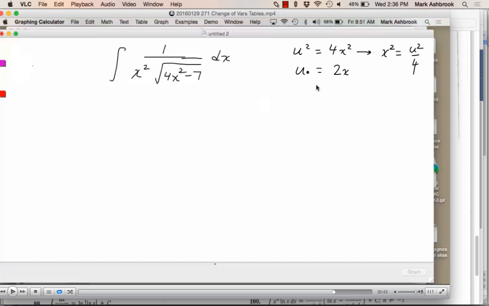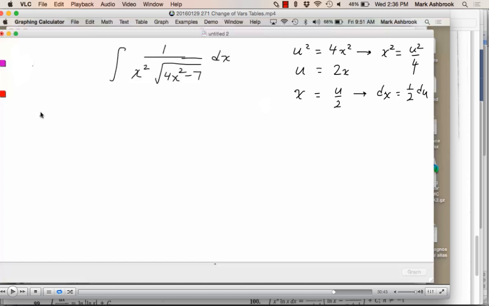Okay, and then what would dx be? So we can get dx from here. X is u over 2. And so dx would be 1/2 du, right? So now we're ready to set this thing up, change our variable into u. We've got all the pieces we need to change this to u.